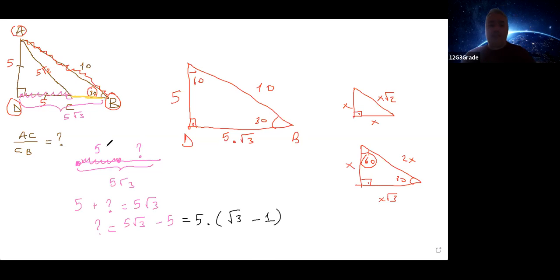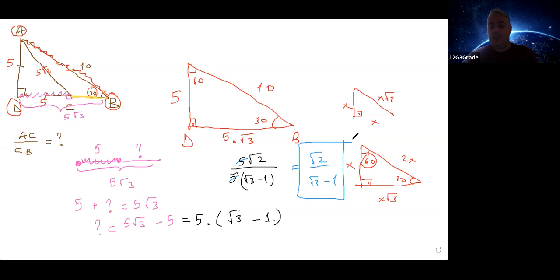Now we are ready. AC. What is AC? 5 root 2, divided by CB. What is CB? 5 times root 3 minus 1 in parentheses. So after this step, this 5 and this 5 simplify. The result is root 2 over root 3 minus 1. Finished. Right, now I think it's clear. Let's go on.